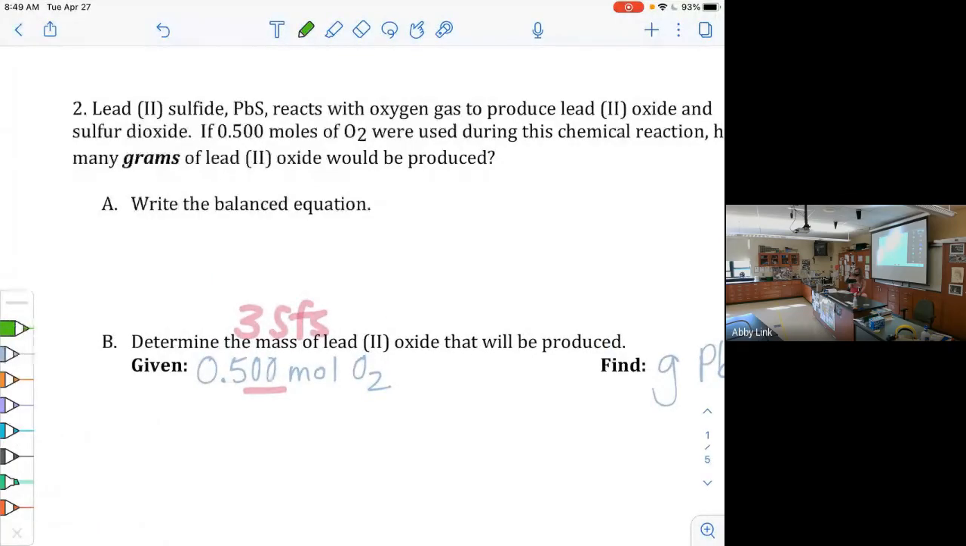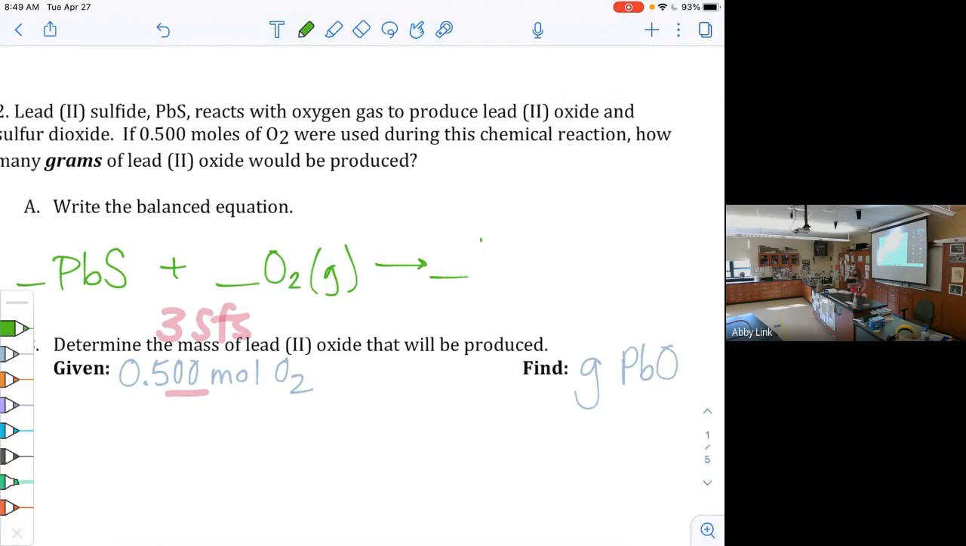So we've got PbS, oxygen gas, producing the lead 2 oxide, which we already figured out is PbO, and sulfur dioxide. Ooh, some Unit 6 knowledge needed there. All right, you guys go ahead and take a moment. Let's balance it. It can be a little tricky to balance, actually. Be careful with your O's.